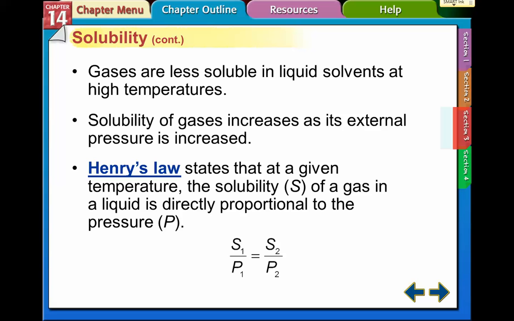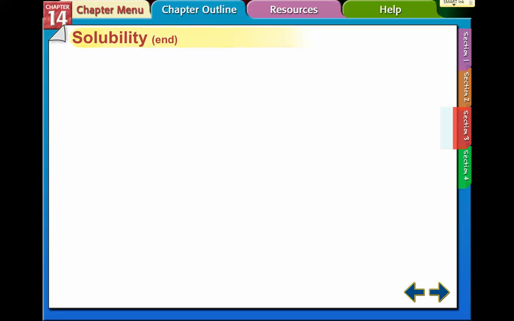So Henry's law states that at a given temperature, the solubility, given by S, of a gas in a liquid is directly proportional to its pressure. So a directly proportional mathematical relationship looks like a fraction, right? As one goes up, the other has to go up to keep these fractions equal. Okay, so increase the pressure, you will increase the solubility at the new pressure. So that's just Henry's law. We're not going to do too much with that. Just have to know that vocabulary.